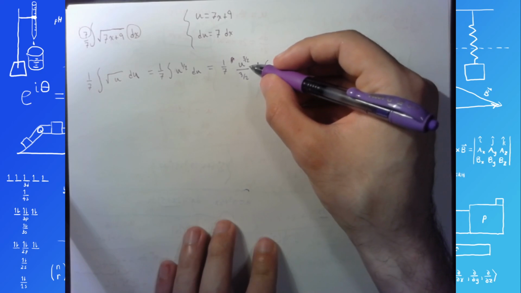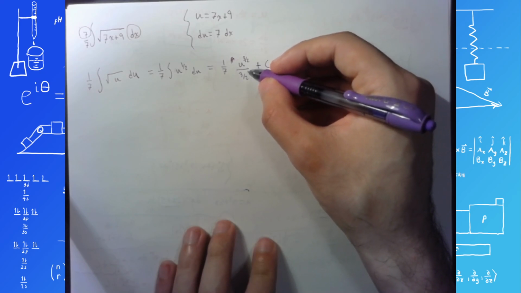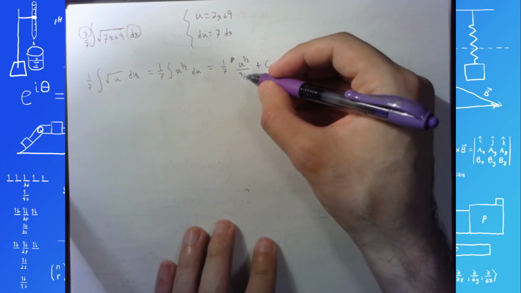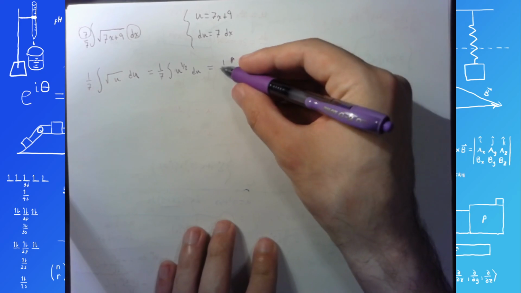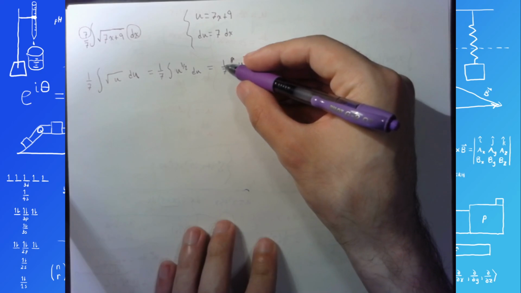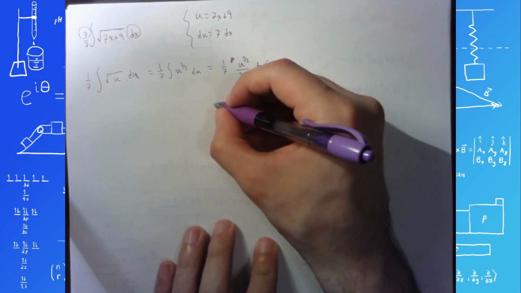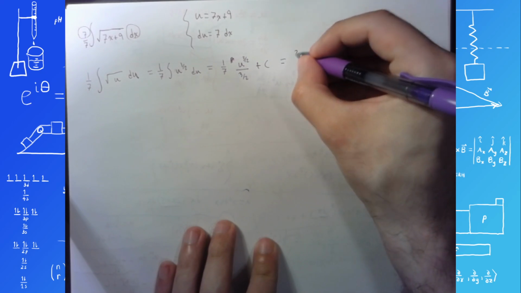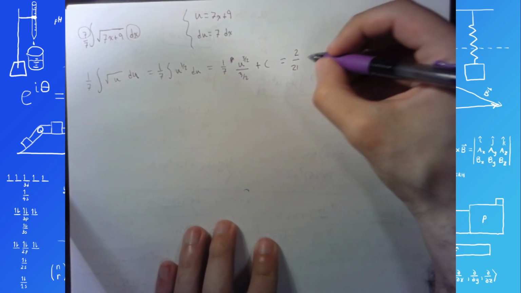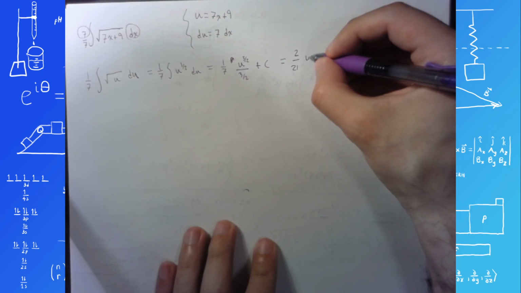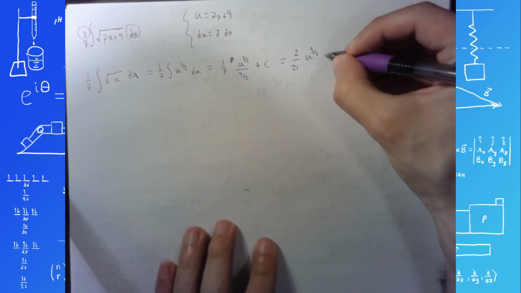Anyway, I want to simplify this. So dividing by 3/2 is the same as multiplying by 2/3. 2/3 times 1/7 is 2/21. You don't have to do this, but it's good to get in the habit of doing this. And then u to the 3/2 plus c.